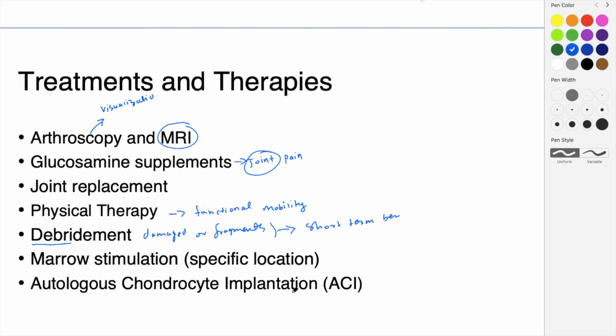Autologous chondrocyte implantation, often known as ACI, involves a biopsy of healthy cartilage. What we do is amplification of isolated chondrocytes. We isolate the chondrocytes, amplify them, and treat that particular disorder related to the cartilage.